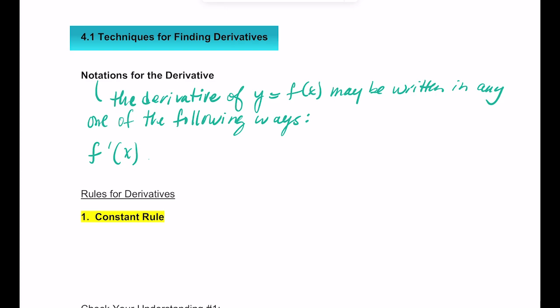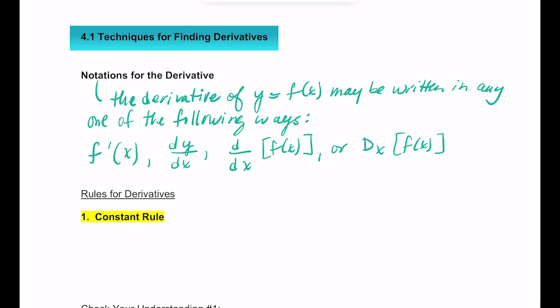You also have this other notation, which is the derivative of y with respect to x. And then here we have the derivative with respect to x of the function f of x. Or you can just see a derivative written as capital D with the subscript x of f of x. So again, that's just the derivative of the function f of x with respect to x.